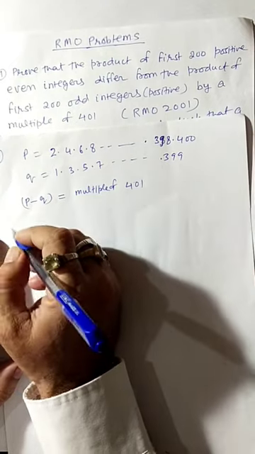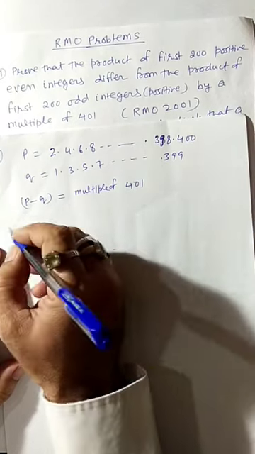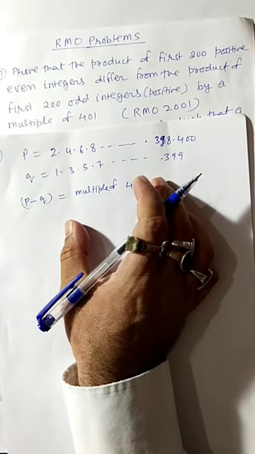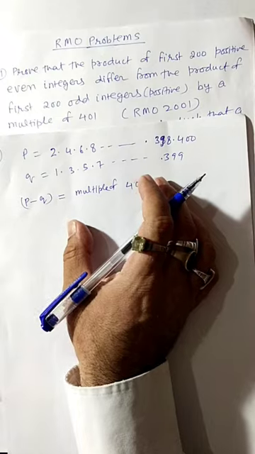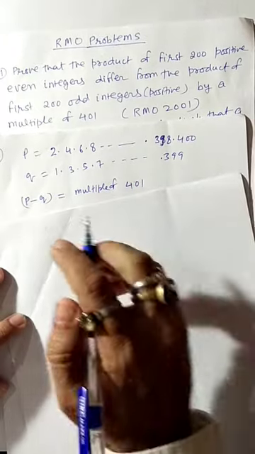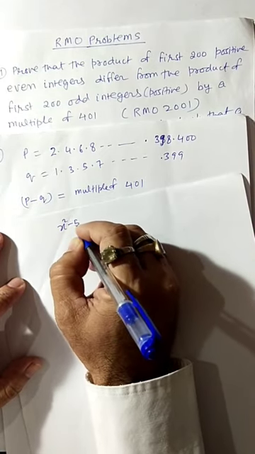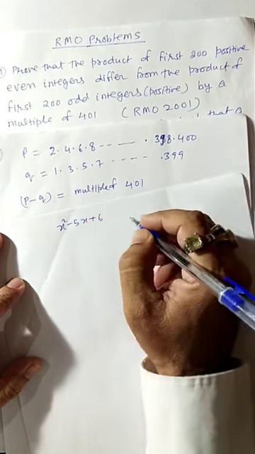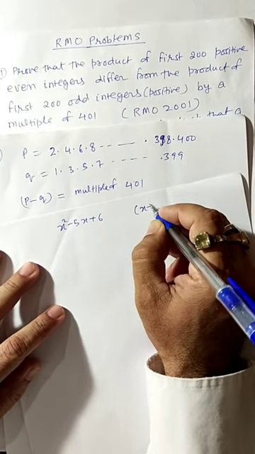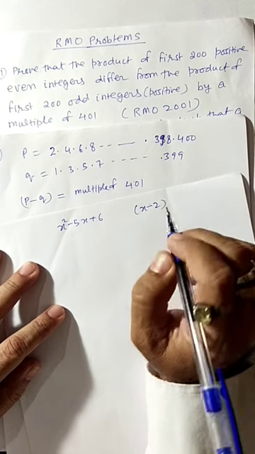So first of all, we should have the concept of the remainder theorem. For solving this problem, we need the concept of the remainder theorem. What is the remainder theorem? Suppose a polynomial x square minus 5x plus 6. Is it divisible by x plus 2 or x minus 2? Is it divisible by x minus 2 or not?